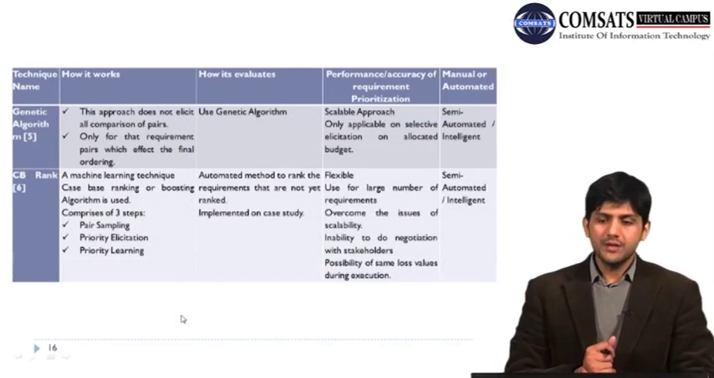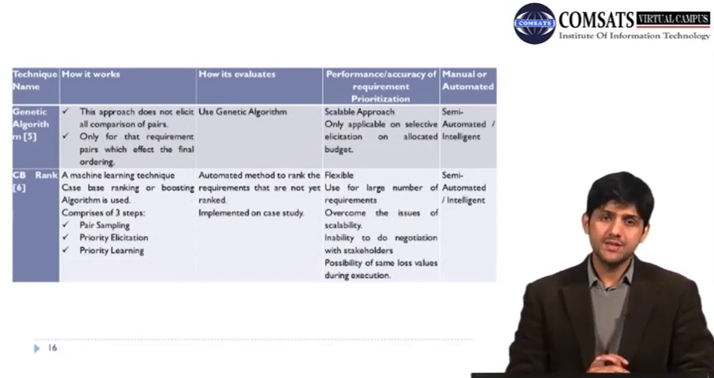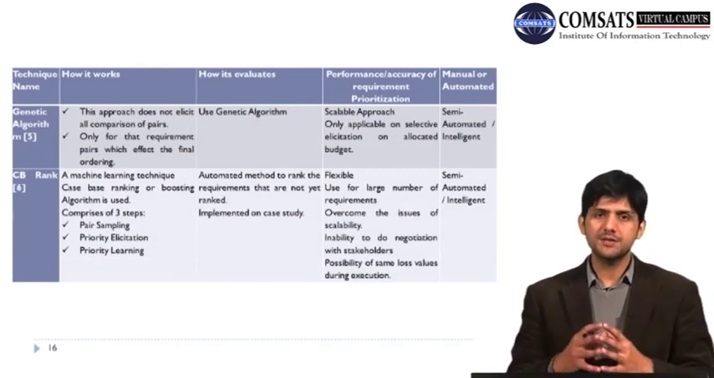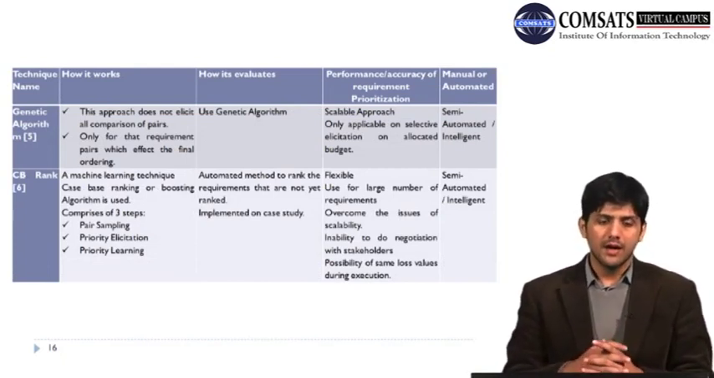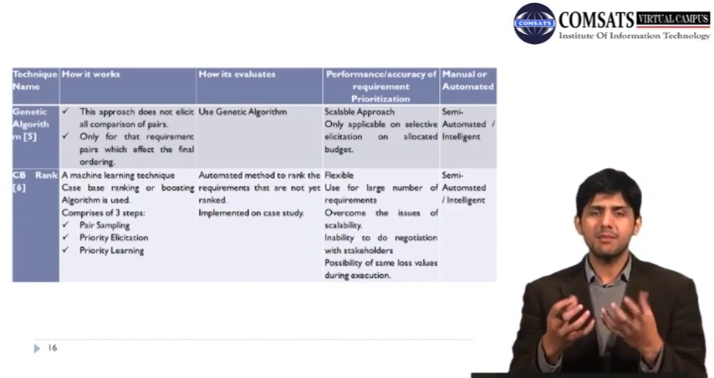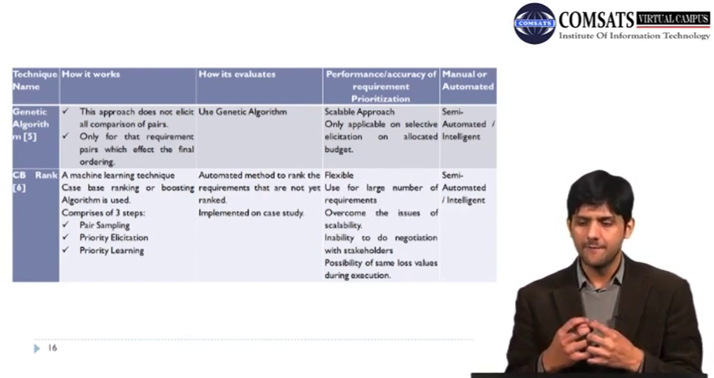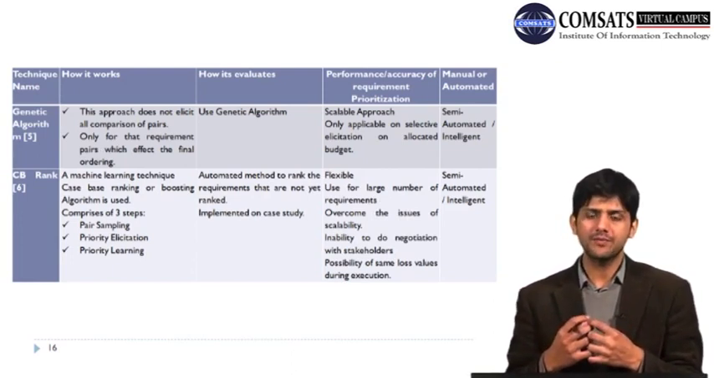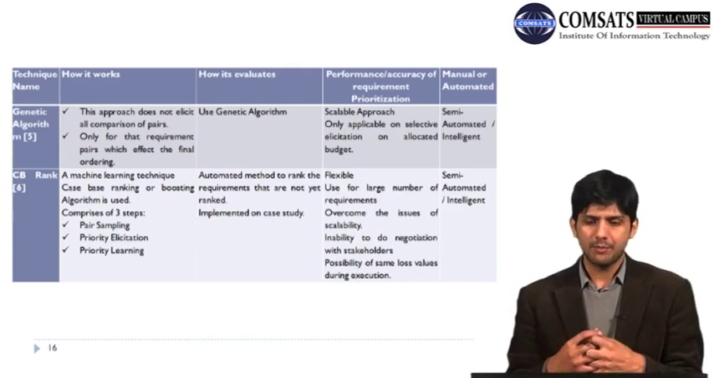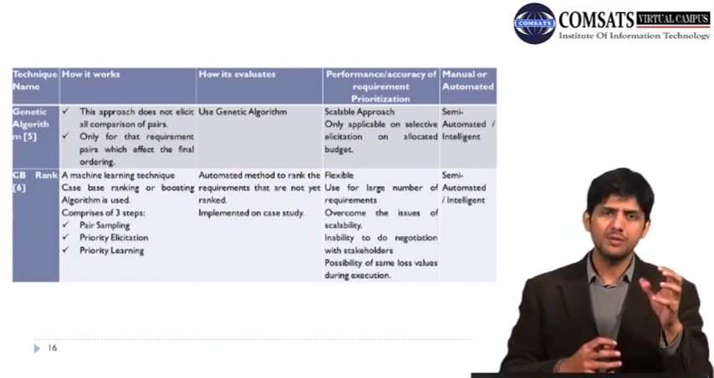Next up we have two of those semi-automated intelligent techniques. The first one uses genetic algorithms, and the other is the case-based ranking method, which uses machine learning. So how do they actually work? How do they actually minimize the problems? Because they are not completely manual, a machine needs to make some decisions. So what we do is we try to reduce the scope of the problem.